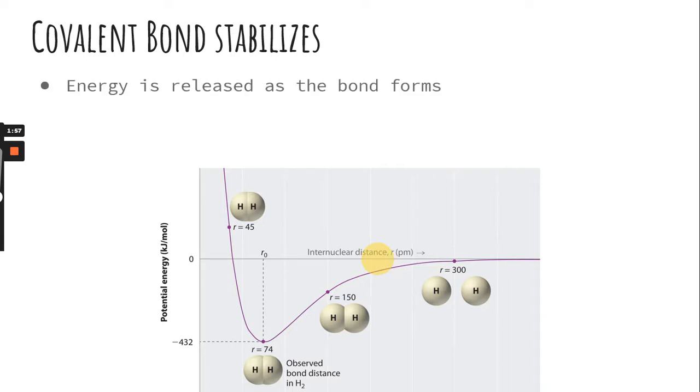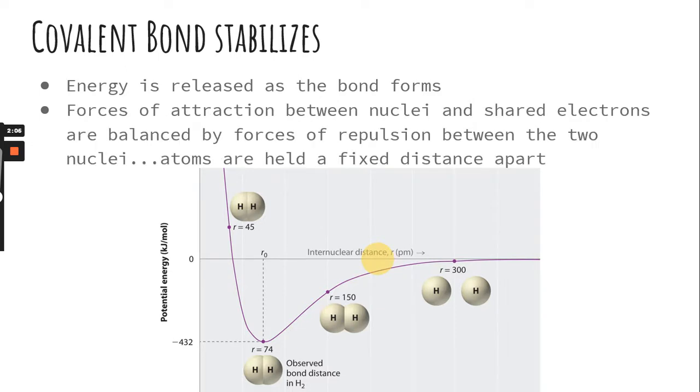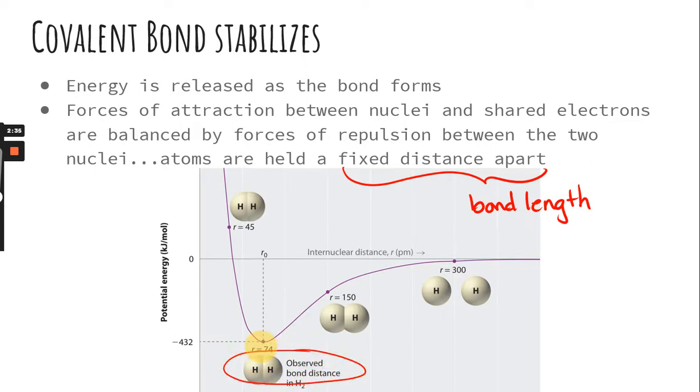A covalent bond stabilizes when energy is released to form the bond, and that's kind of what this graph is showing. The forces of attraction between the nuclei and the shared electrons are balanced by the repulsion of the two nuclei. So then the atoms are held a fixed distance apart, and this is where we find our bond length, or the distance between the two nuclei. When that amount of energy has stabilized, it's found at the bottom of this curve, and that's where we can get the distance between the nuclei, or the bond length.